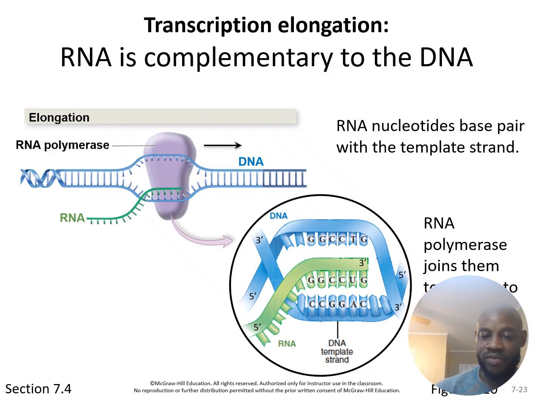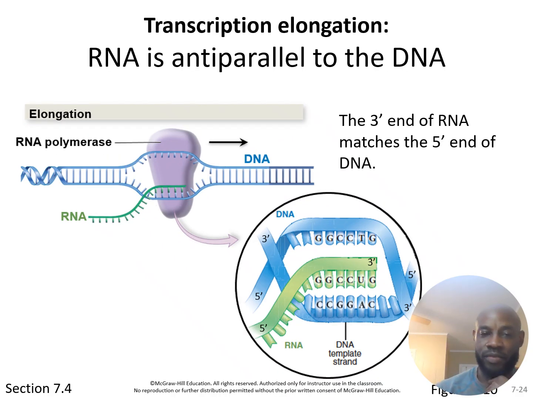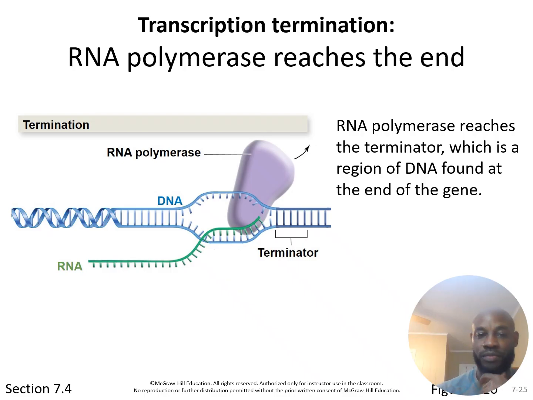So we have a copy of one of the strands of the DNA. RNA is anti-parallel to the DNA. So remember, we're matching it with its opposite, with what it binds to, right? So it's anti-parallel, just like the DNA is anti-parallel. So the 3' end of the RNA matches the 5' end of the DNA. So we're matching it with the one it binds to.